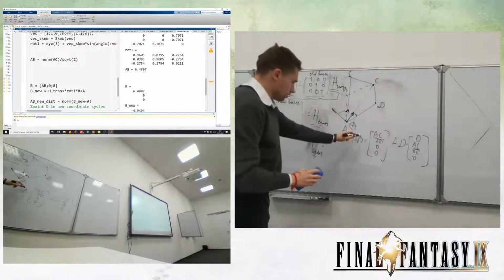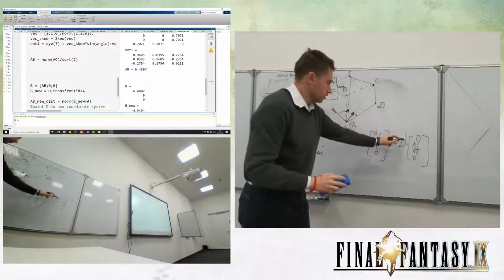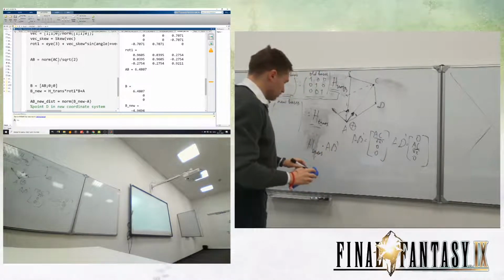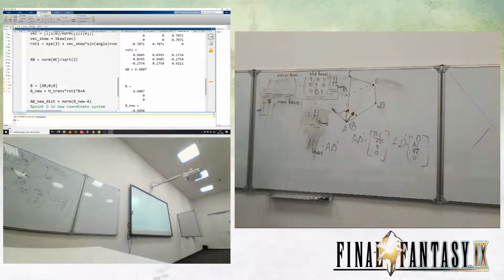So by this AB D prime. That's it? Or did we miss something? Transform matrix. What did we forget? H is the transform matrix. Shift what?